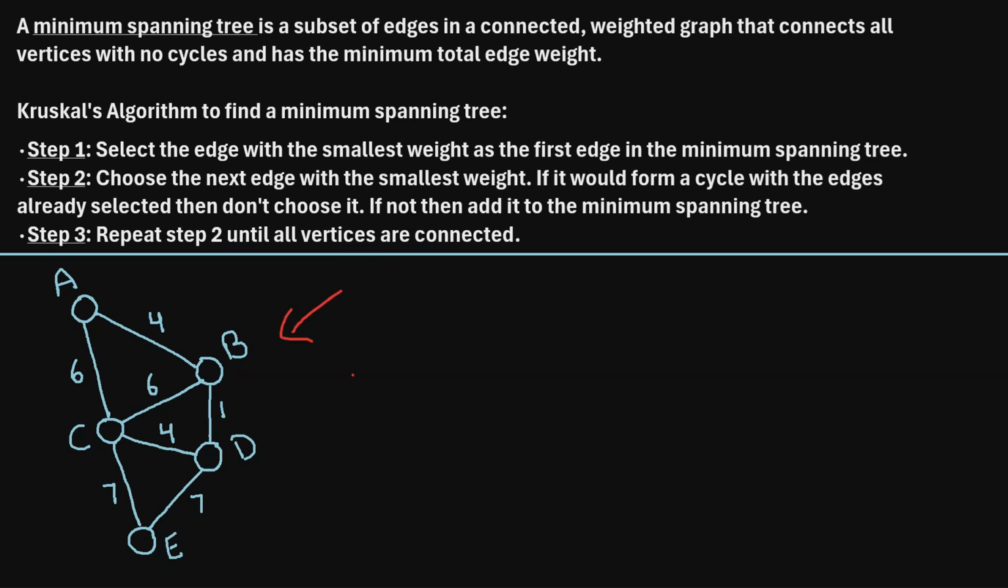So let's consider this graph right here. We want to find a minimum spanning tree in this graph. So we want to find a subset of edges that will connect all of the vertices in the graph, but we want to do it using the minimum possible weight.